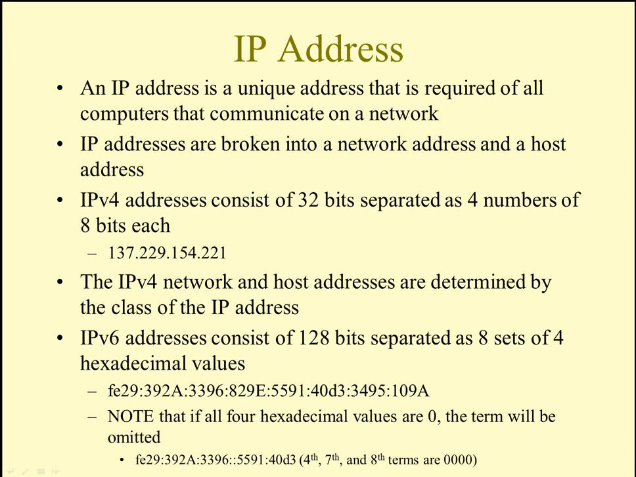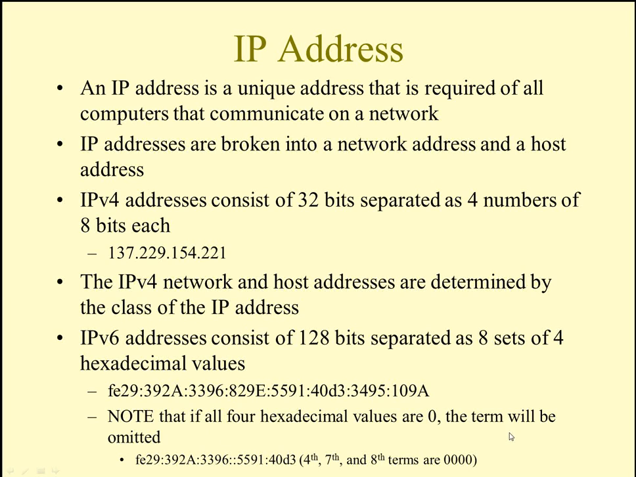Okay, let me correct what I just said. IP version 6 addresses consist of 128 bits separated as 8 sets of 4 hexadecimal values, not 6 sets of 4 hexadecimal values. And so you see here in this case that there are 1, 2, 3, 4, 5, 6, 7, 8 sets of 4 hexadecimal values. Each one of these hexadecimal values has 4 bits, so that's going to be 16 bits that we have for each one of these sets of 4. 16 times 8 is then going to give us our 128 bits.